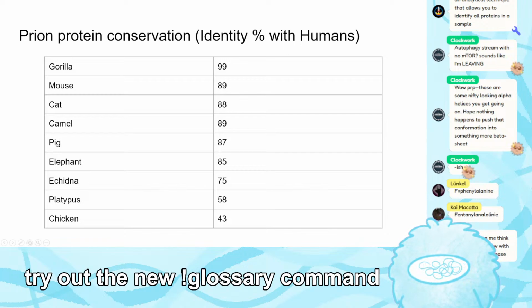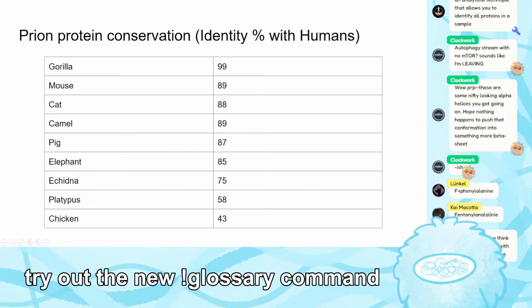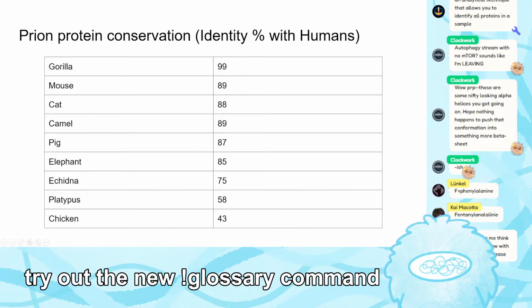Cats are a bit further than us, 88. Camels are even further, 89. Pigs, 87. Elephants, 85. And then we have mammals that are very far related from us. Echidnas at 75, platypus at 58, and then chickens at 43. And so what's striking to me is that there's a pretty high level of prion protein conservation amongst mammals, at least mammals that we associate with modernity, right?